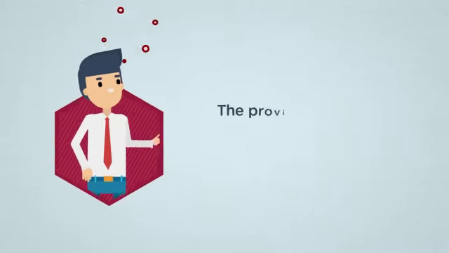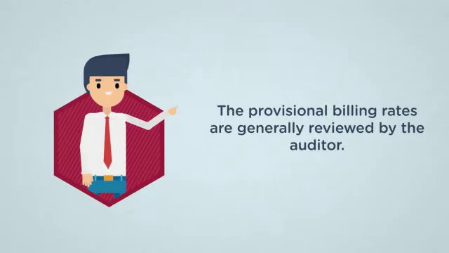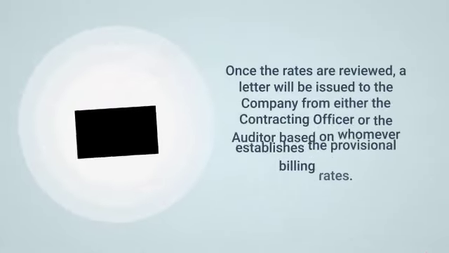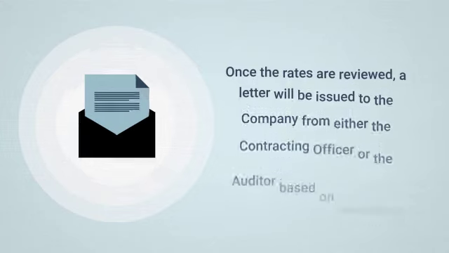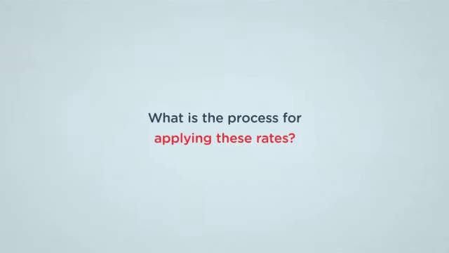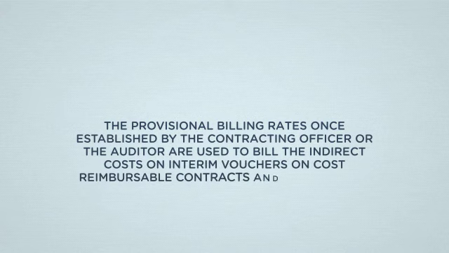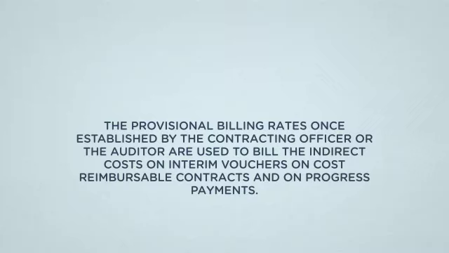The provisional billing rates are generally reviewed by the auditor. Once the rates are reviewed, a letter will be issued to the company from either the contracting officer or the auditor based on whoever establishes the provisional billing rates. So what is the process for applying these rates? The provisional billing rates, once established by the contracting officer or auditor, are used to bill the indirect cost on interim vouchers, on cost-reimbursable contracts, and on progress payments.